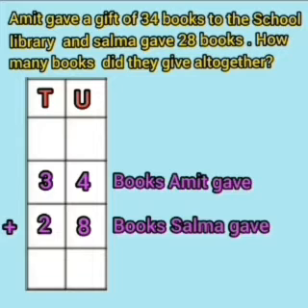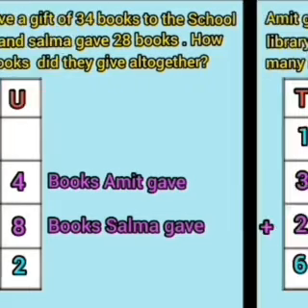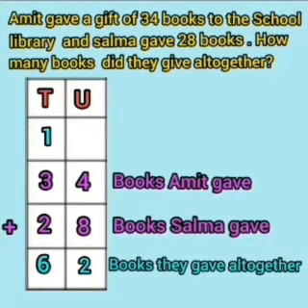Let's add. 4 plus 8 is 12. 2 we will write in the unit place. 1 ten will be carried over to the tens column. 1 ten plus 3 tens plus 2 tens is 6 tens. So 62. 62 books they gave altogether.